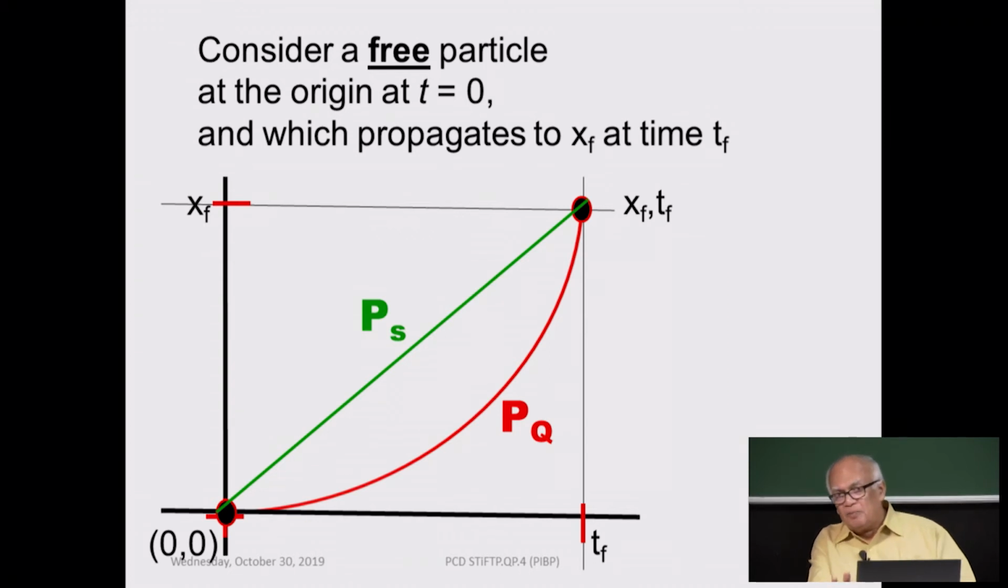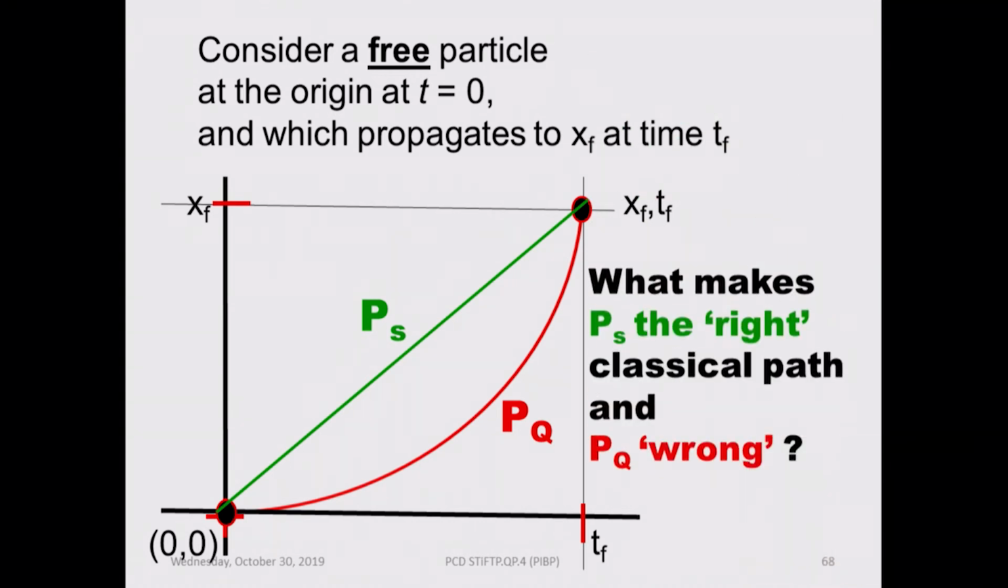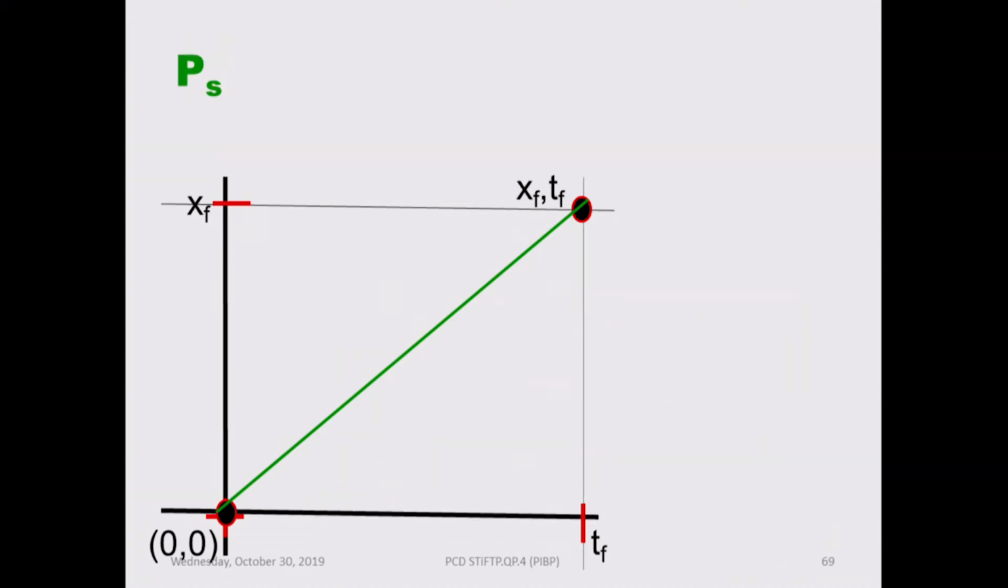But the path integral approach requires you to consider infinite alternative paths. So we will consider one of these alternatives, which is this quadratic path PQ. Okay? And then ask the question, why is PS right and PQ wrong? Why is it that nature picks the path PS and not PQ? That is the question we have to answer. Okay? So, let us see how it works out.